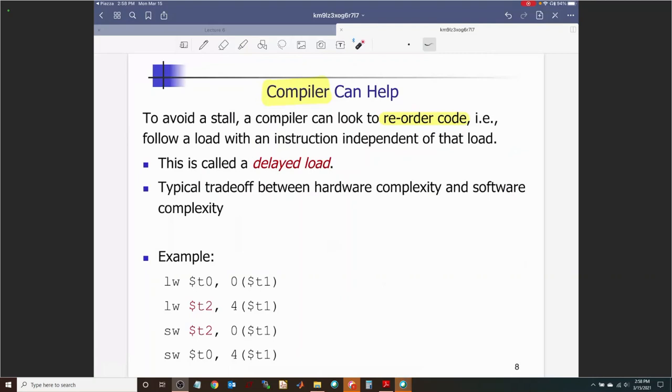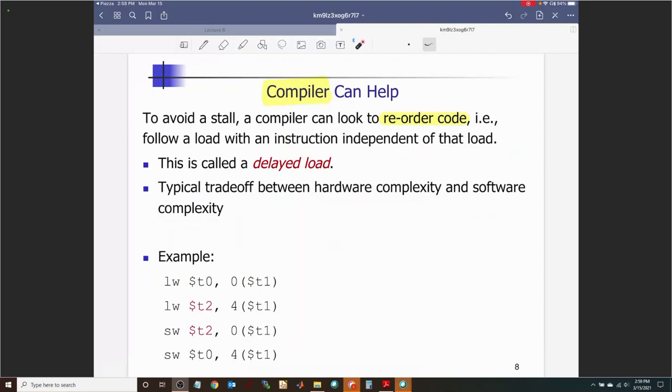However, it is going to increase the complexity of your design. So now you're going to have a typical trade-off between hardware complexity, because you are going to have to check which instruction you can actually reorder. So you're going to have more hardware to do those checks. Hardware complexity goes up, and also the compiler decision takes more complexity in terms of software. So now you have a trade-off. Do I want more hardware complexity or software complexity?